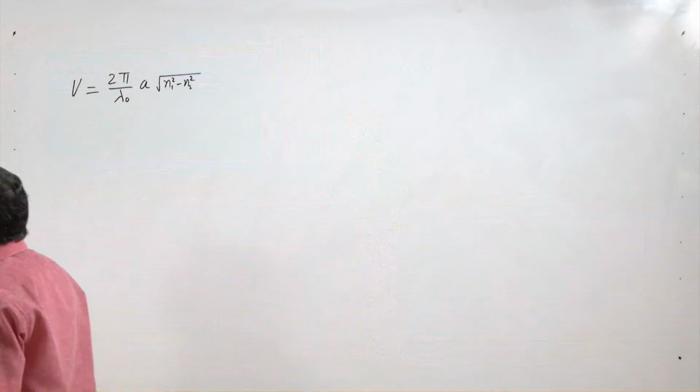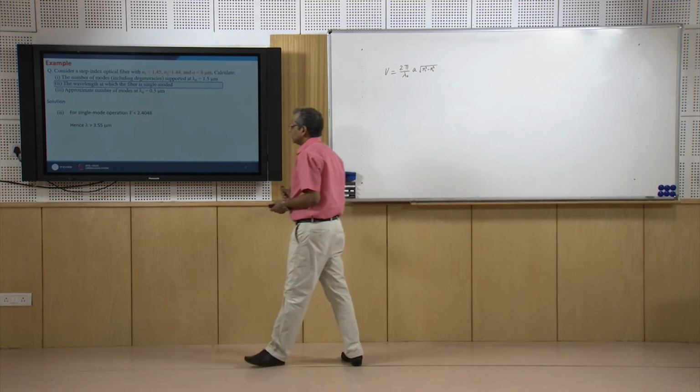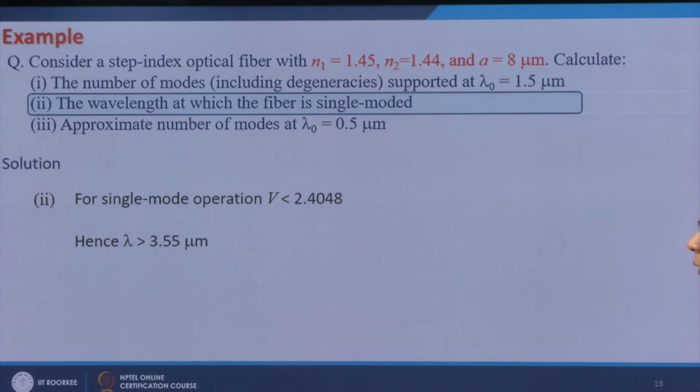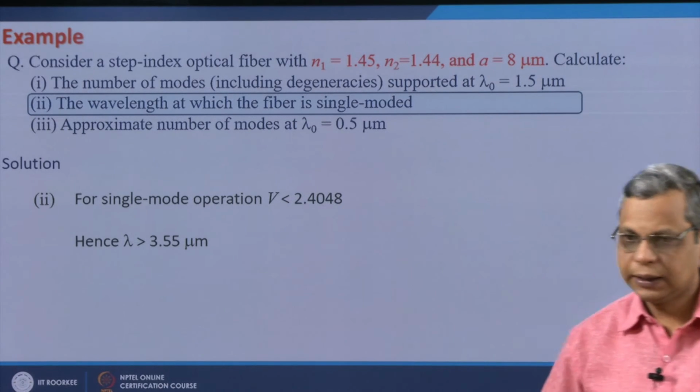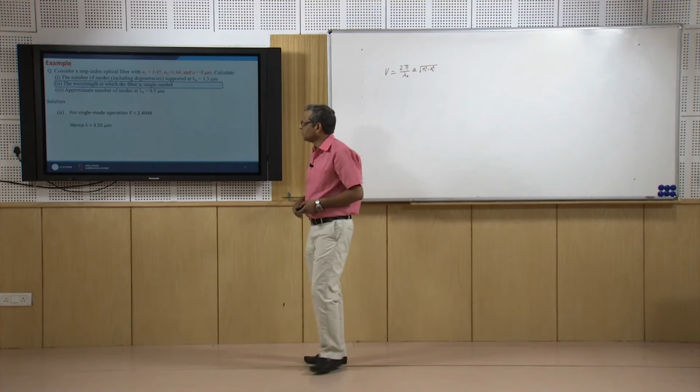So, if I find lambda naught from here, then I will see that for lambda naught greater than 3.55 micrometer, V would be less than this, and therefore, in this range of wavelength the fiber would be single moded.